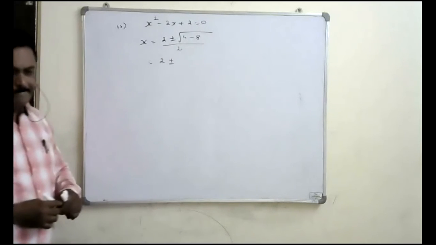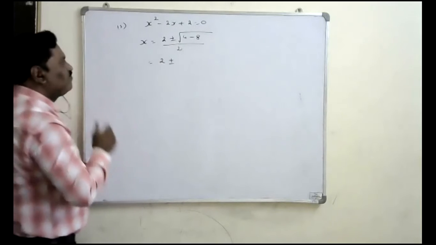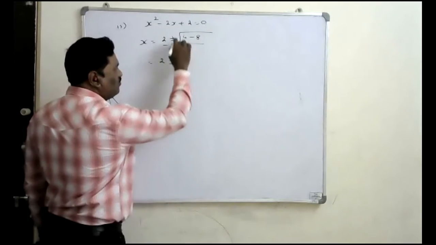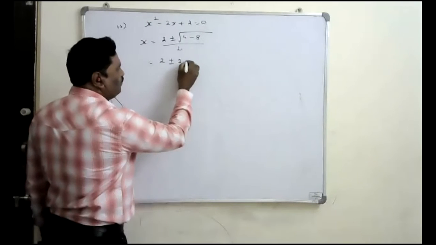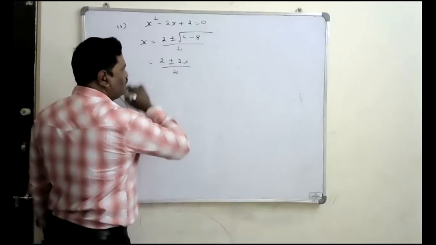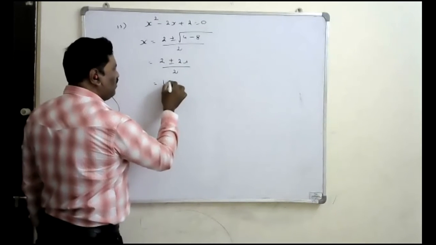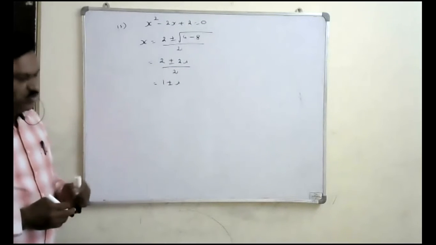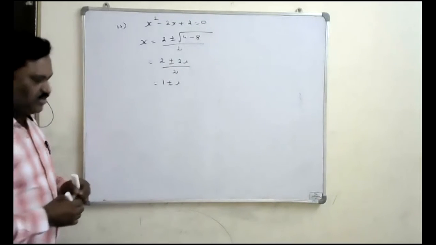How do you write it? Root of 4 minus 8 is root of minus 4, which means 2i. So I can take the 2 common, then we get 1 plus or minus i. So both the roots are complex roots, we got it.